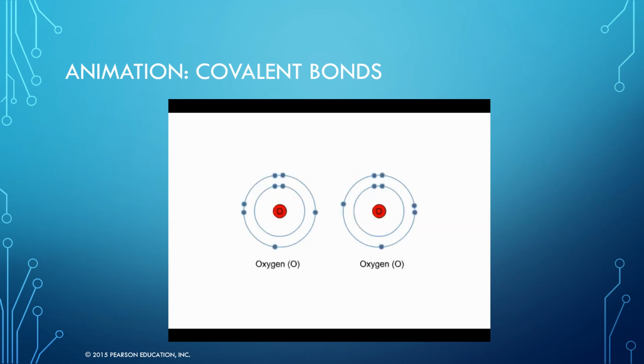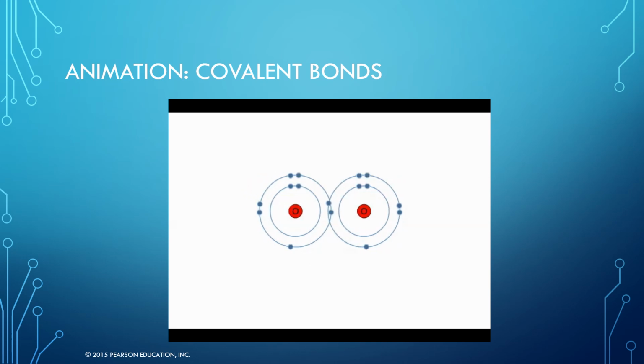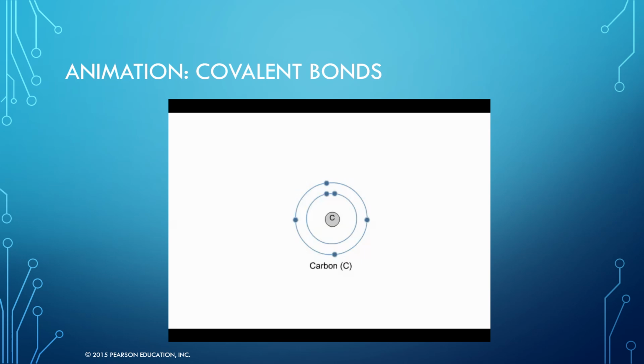An oxygen atom needs two electrons to complete its outer shell. Two oxygen atoms can share two pairs of electrons. A molecule of oxygen gas is held together by a double covalent bond, two shared pairs of electrons. A carbon atom needs four electrons to complete its outer shell. It can share electrons with four hydrogen atoms, forming a methane molecule containing four single covalent bonds.